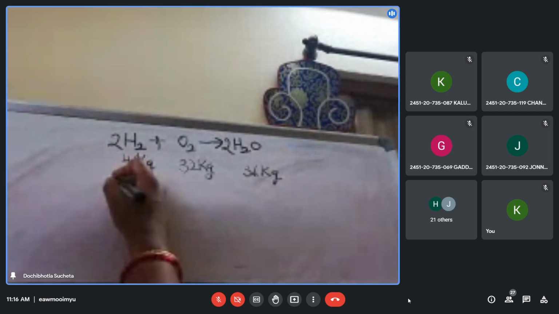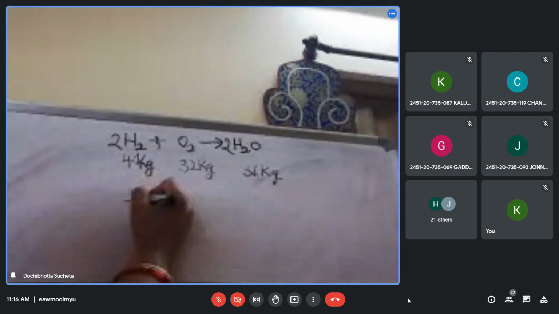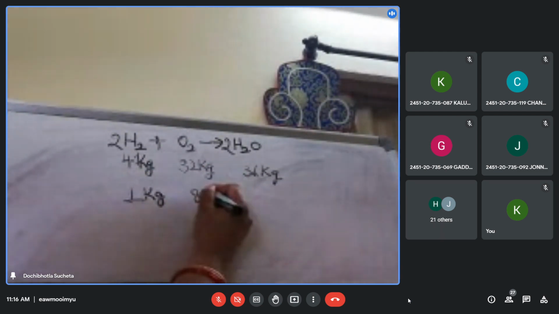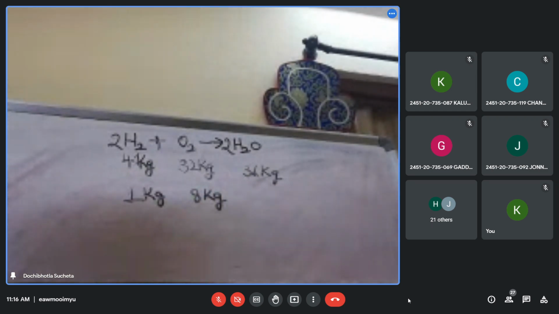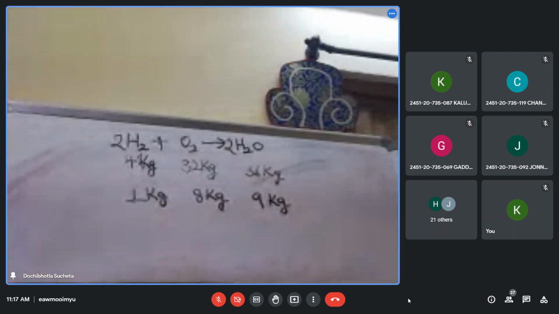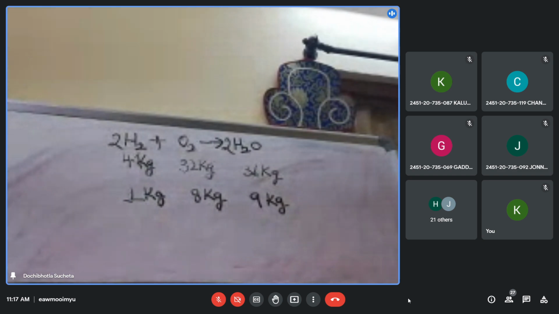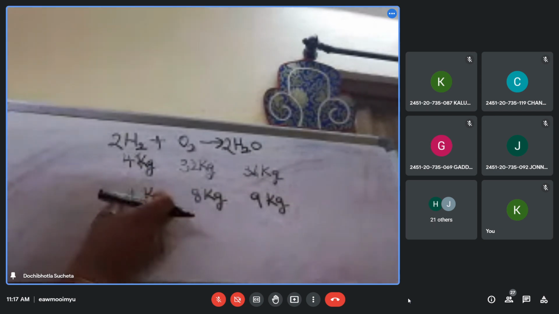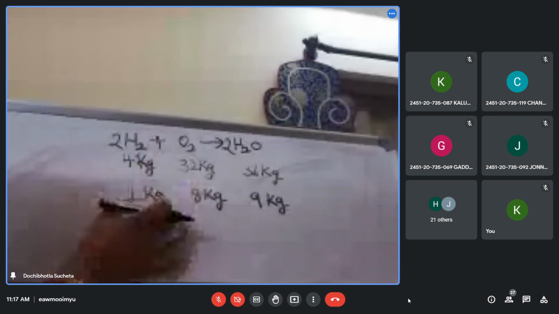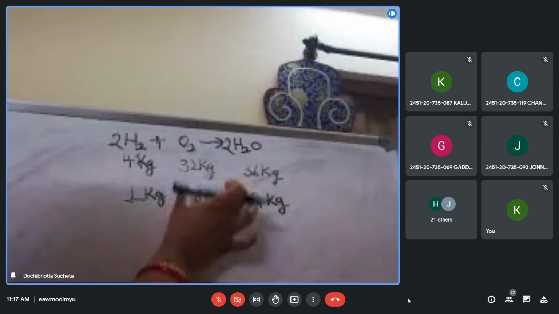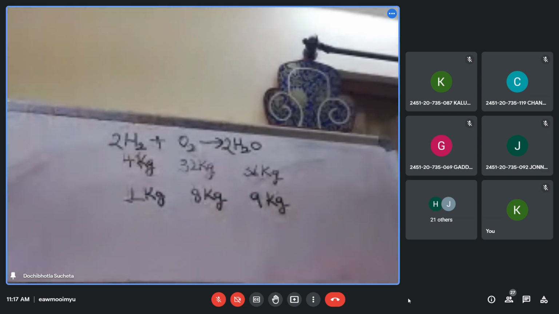Now if I divide by 4, what will I get? 1 kg of hydrogen reacts with 8 kgs of oxygen to form how many kgs? 9 kgs of water. Correct? Fine, easy, you know it. So by this time I understood that 1 kg of hydrogen has a capability to form 9 kgs of water when it is combining with 8 kgs of O2.